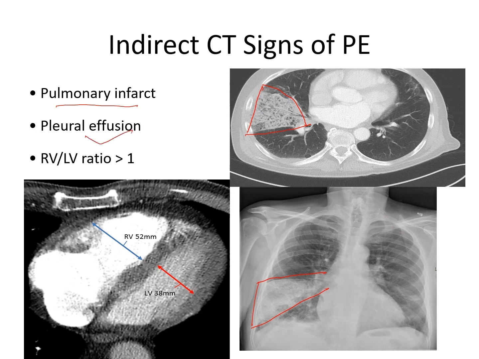Pleural effusion: here we can see minimal pleural effusion on the right side of the lung. And the right ventricular to left ventricular ratio, which should be less than 1, in pulmonary embolism is more than 1, suggesting pulmonary hypertension, and it is seen in acute pulmonary embolism. As we can see in this image, this blue line is the right ventricle diameter, whereas the red one is the left ventricle, and its ratio is more than 1.